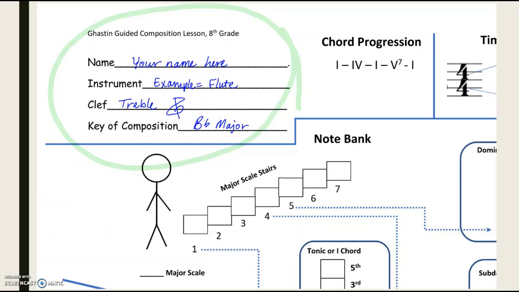So this is what the worksheet looks like. Please write your name on the name line, the instrument you play. This example is going to be for flute. What clef you play in, so treble or bass, and then what key your composition is going to be in.